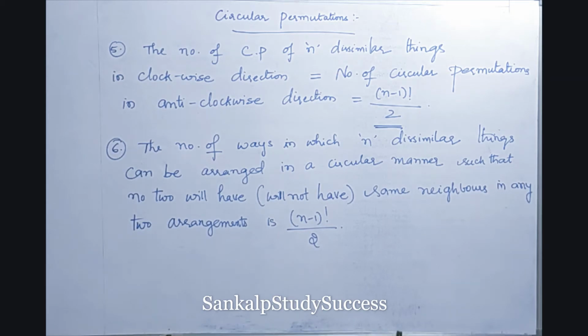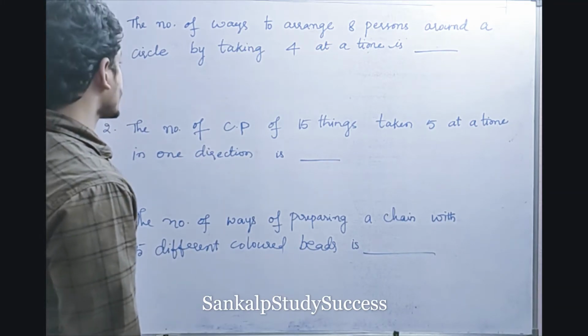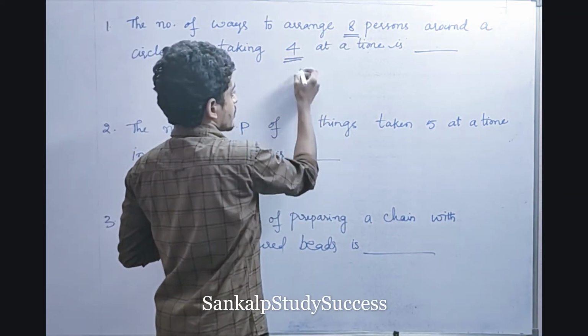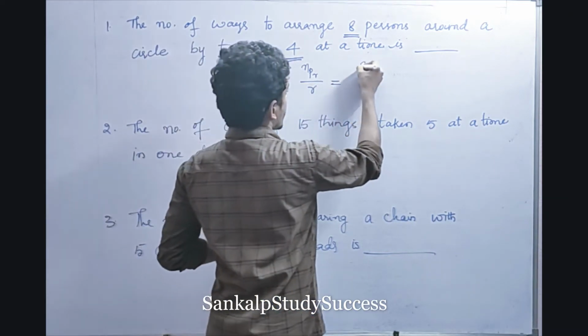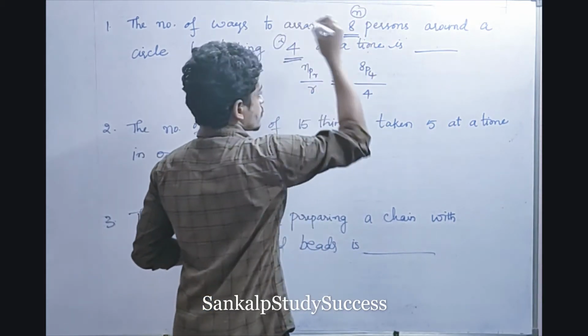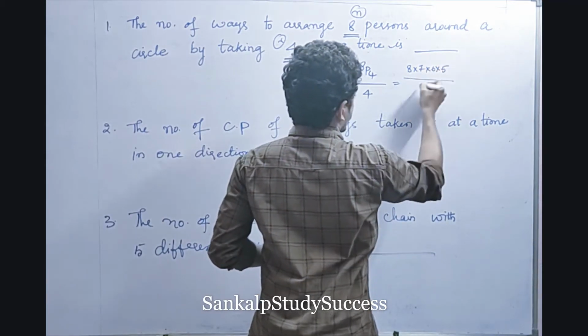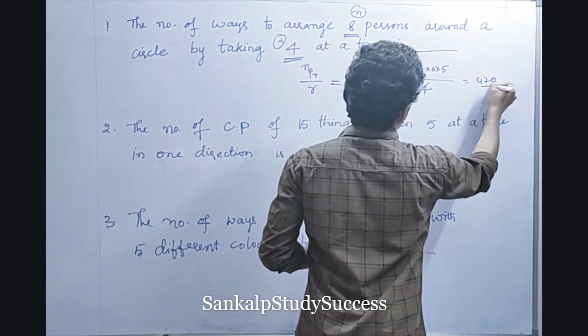Based on these formulas, let us solve some questions. These are all NAT questions. The number of ways to arrange 8 persons around a circle by taking 4 at a time. What is the formula, friends? nPr by r. So 8P4 divided by 4, where n is 8 and r is 4. What is 8P4? 8 into 7 into 6 into 5 divided by 4. 4 2's are 8, 5 2's are 10, 6 7's are 42, so 420 is the answer.